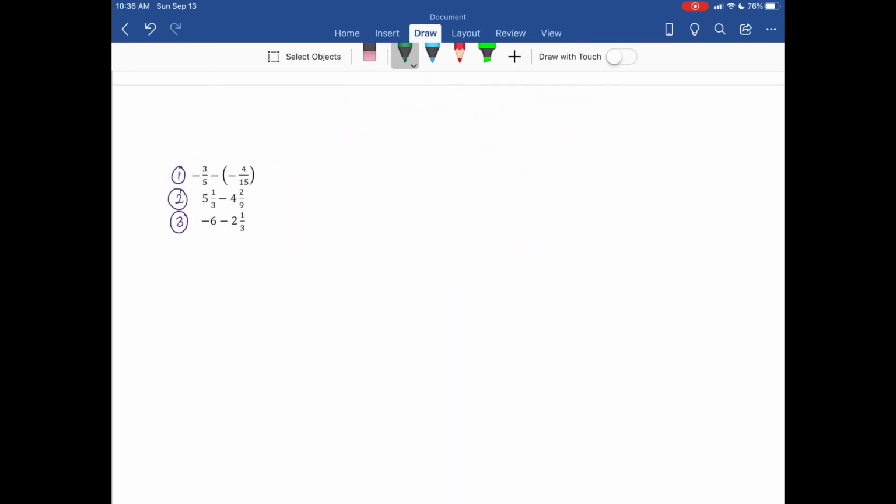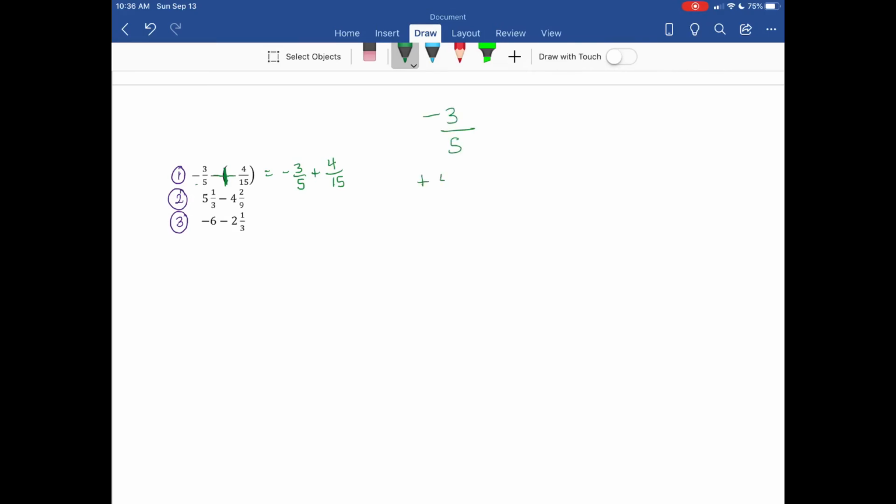So let's see this in action. So we've got -3/5 minus -4/15. A negative times a negative is a positive. So I'm rewriting that as -3/5 plus 4/15. So that 4/15 is positive, that 3/5 is negative.